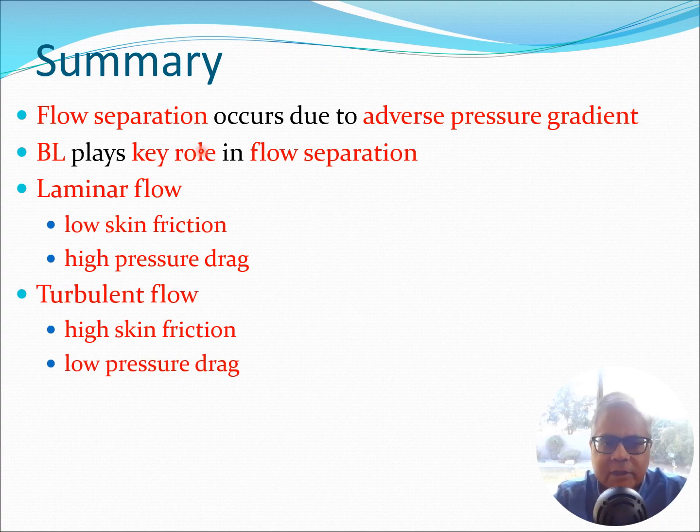So to summarize, flow separation takes place primarily due to adverse pressure gradient, which acts on the airfoil section upper surface, and therefore the boundary layer plays a key role in flow separation. We also saw that when we have laminar flow, we get low skin friction and high pressure drag, and when we have turbulent flow, we have high skin friction and low pressure drag. These are interesting situations, and depending on the type of flow you get, the type of drag you get is going to be different.